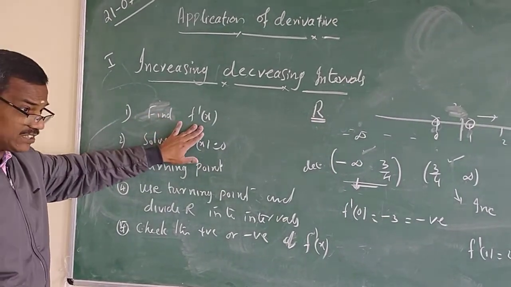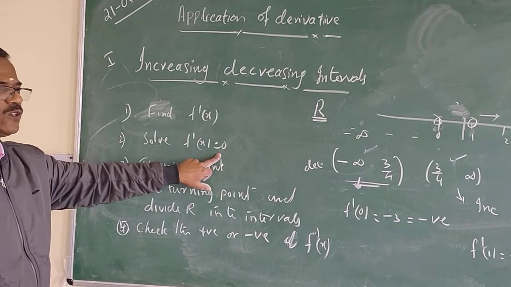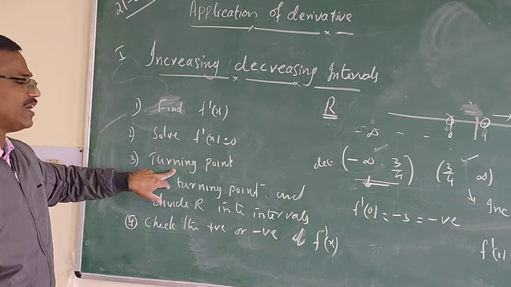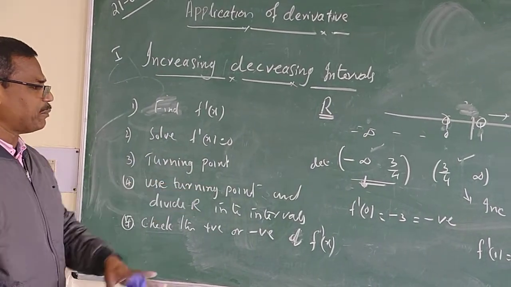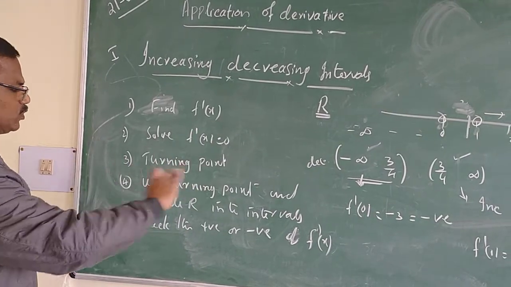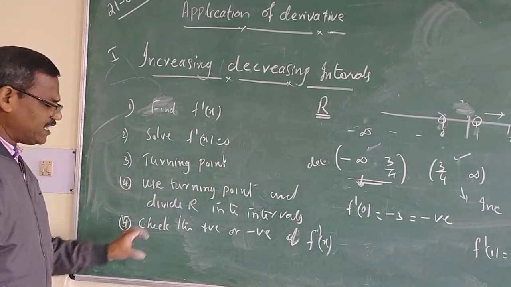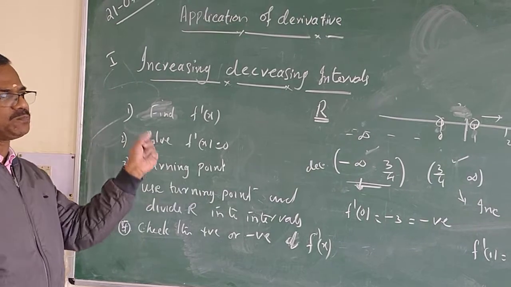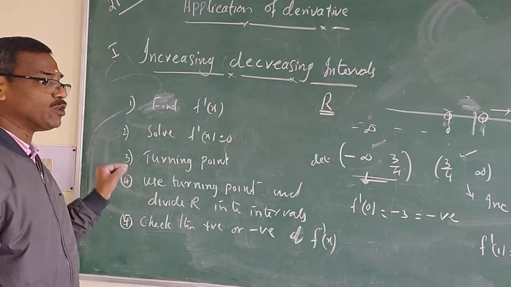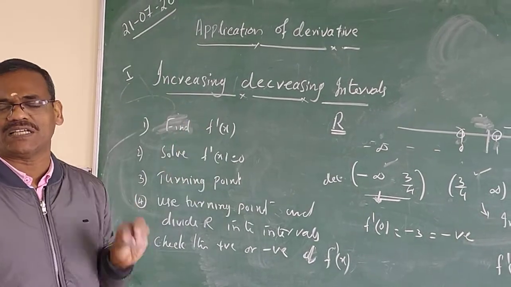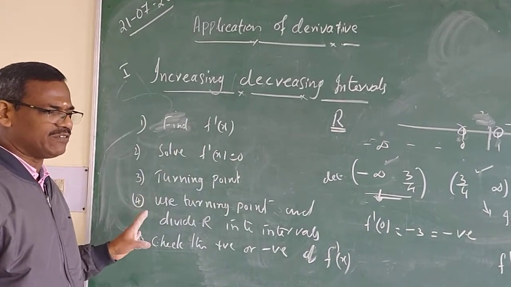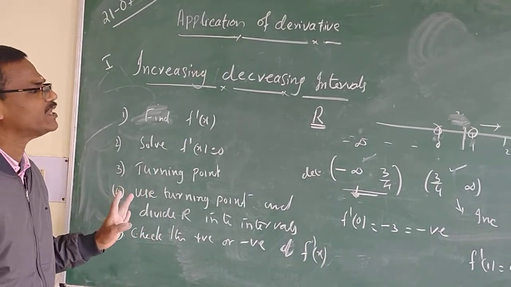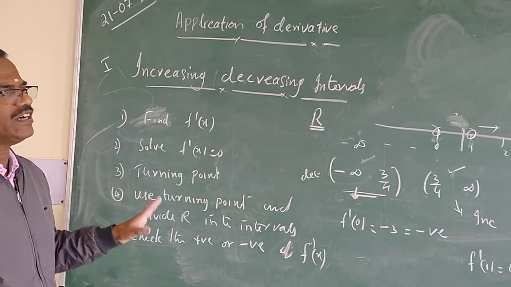First find out f dash x, and then solve f dash x is equal to 0. Then whatever value of x you get, we call it the turning point. And then use that turning point to divide the real numbers into different intervals. Then take each interval, take a point of this interval, and find whether f dash is positive or negative. If f dash is positive in that interval, we call that interval an increasing interval. If f dash is negative, we call it a decreasing interval. So these are the steps we have to follow for finding the increasing or decreasing intervals.